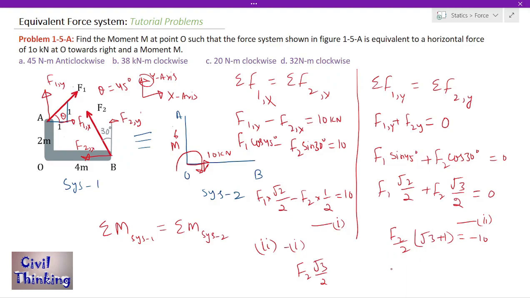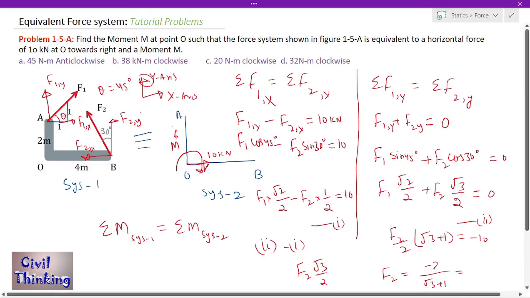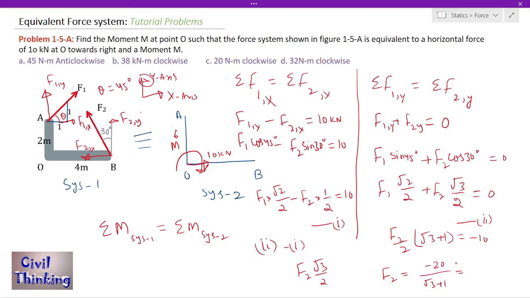So from here I will get the value of f2. f2 is 2 multiplied by negative 10, right, divided by square root of 3 plus 1. Now negative 10 multiplied by 2 is negative 20. Now let me use a calculator to find the value. Okay, I get the value to be negative 7.32 kilonewton. Okay, so let me write this value here. F2 is equal to negative 7.32 kilonewton.